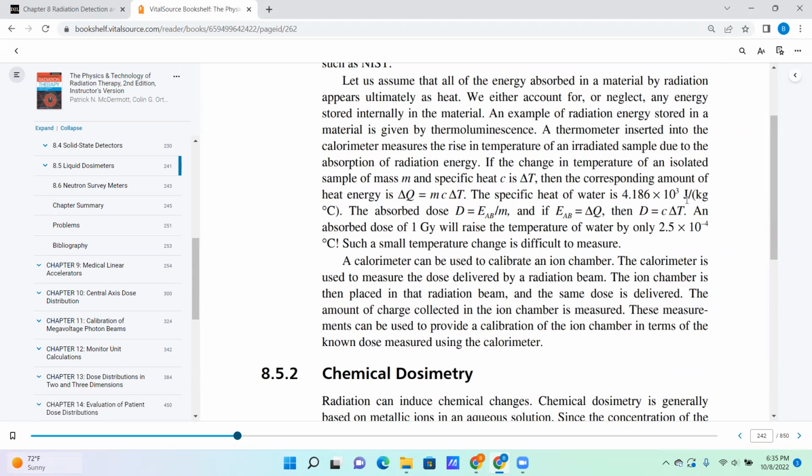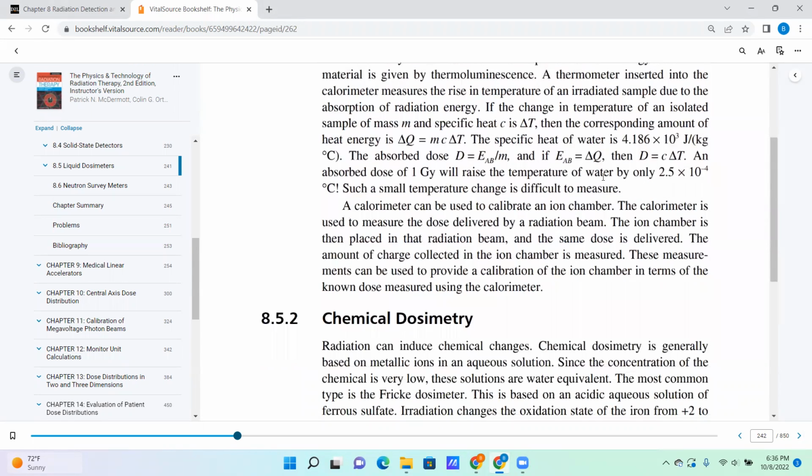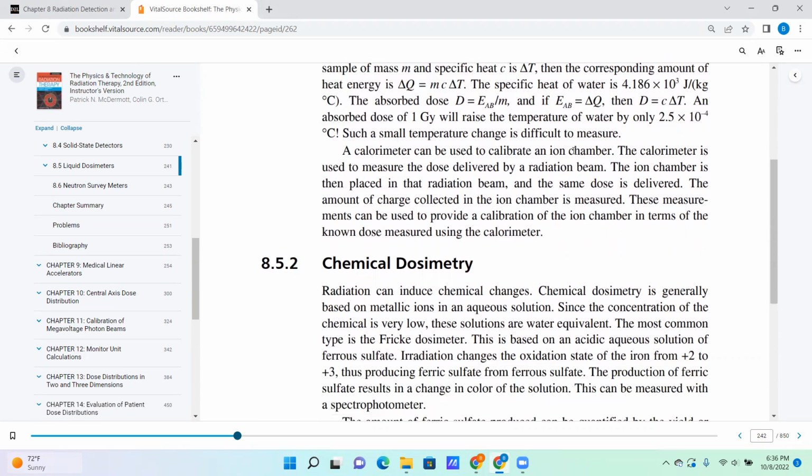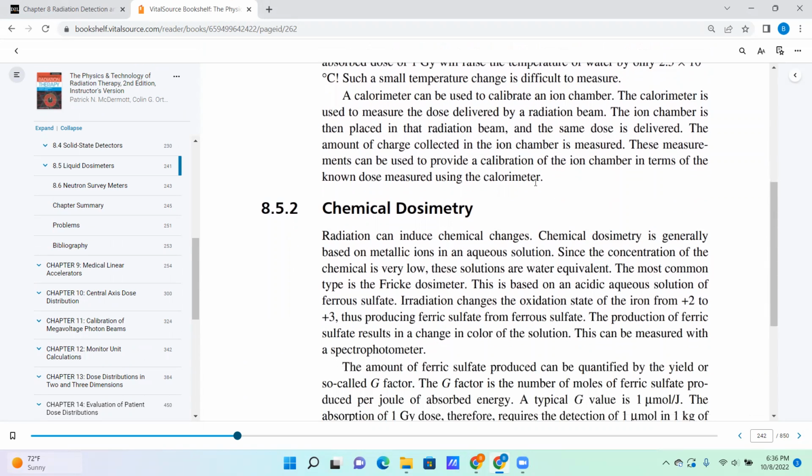The specific heat of water is this. The absorbed dose is equal to E_ab divided by M. And if the absorbed energy here is just delta Q, then the dose is going to be the specific heat times delta T, because the M's cancel. An absorbed dose of 1 centigray will raise the temperature of water by only 2.5 times 10 to the minus fourth Celsius. And that's difficult to measure.